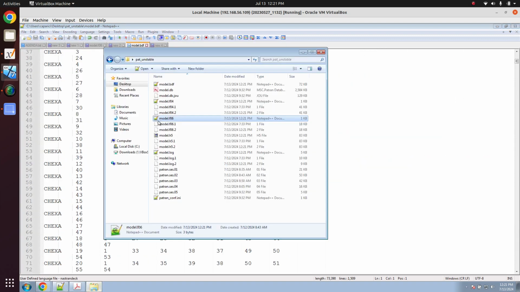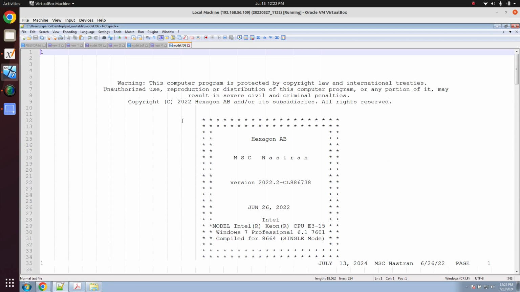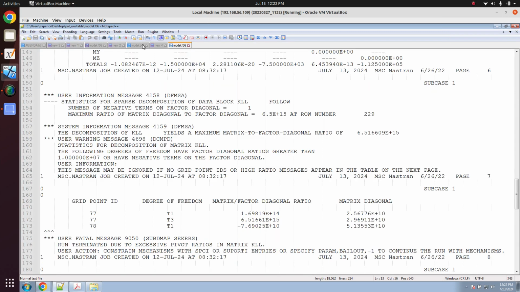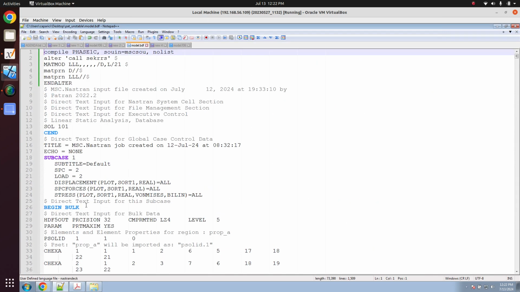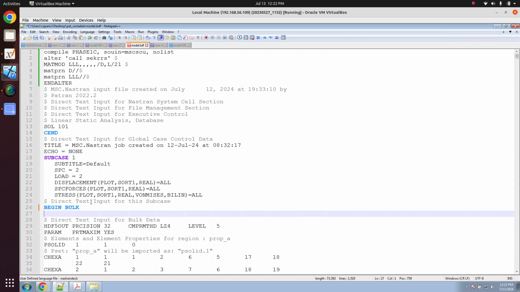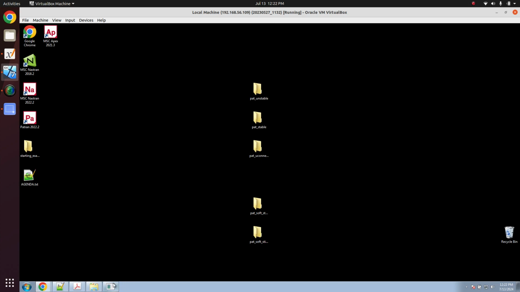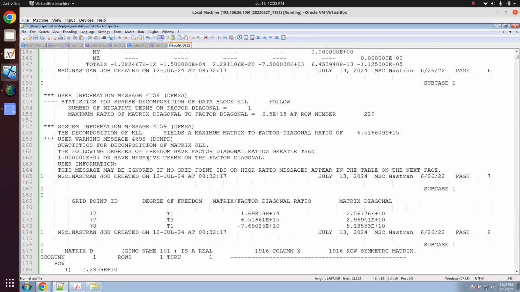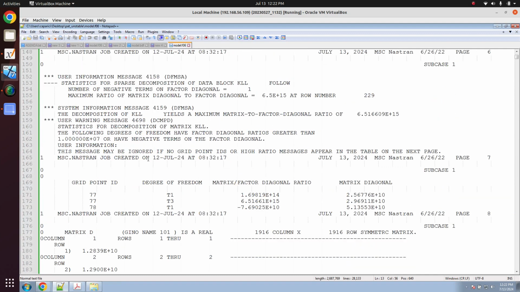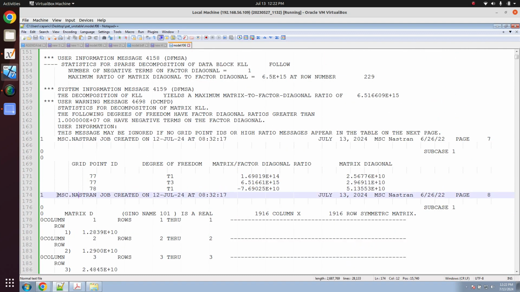I guess it's not working in this case. So let me try this. This is supposed to print out the diagonal matrix, but it's not. So let me see if I can force it to print the diagonal matrix with PARAM BAILOUT -1. Here we go. Okay then. So it was not outputting the D matrix for me.